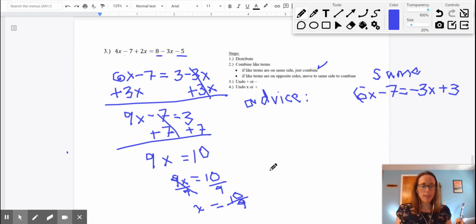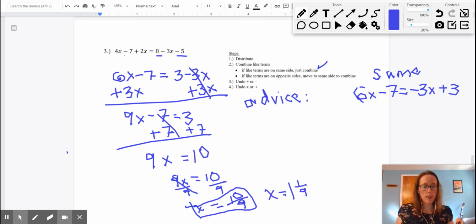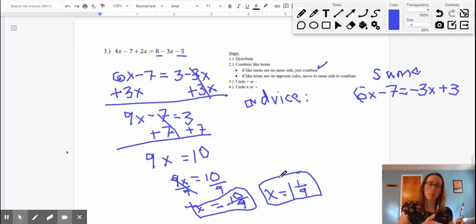So that is my final answer. I could circle that up right there. I'm going to try to circle it without crossing it out. I did it. Okay, so x equals 10/9 is my final answer. And that's called an improper fraction. If you want to change it to a mixed number, you can. It would be 1 1/9. What I would suggest is just leave it as an improper fraction because I think that's easier than trying to do the extra step of changing it to what's called a mixed number.